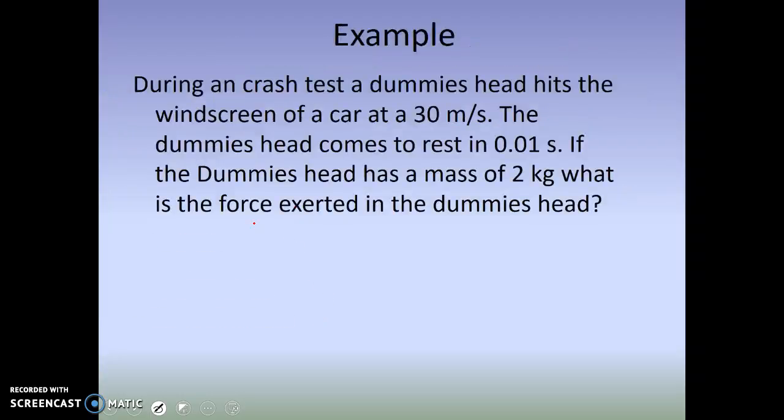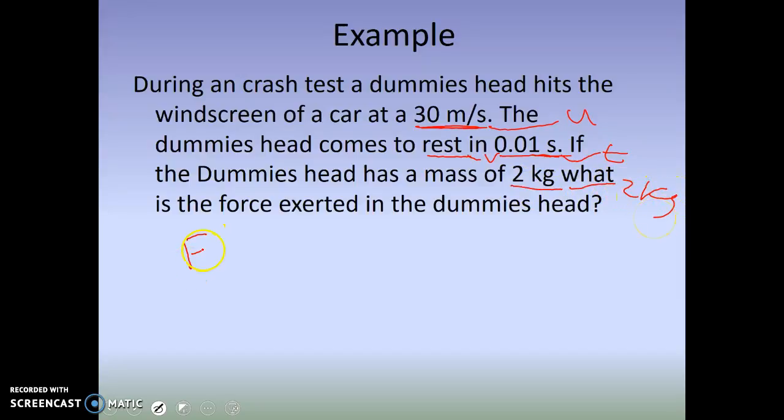Okay, so here's a couple of examples. It says during a crash test, a dummy's head hits the windscreen of a car. It's going at 30 meters per second. That's the initial velocity, what it's already traveling at, so that's u. The dummy's head comes to rest. That's v, the final velocity, 0. And that happens in a time of 0.01 seconds. So that's t.